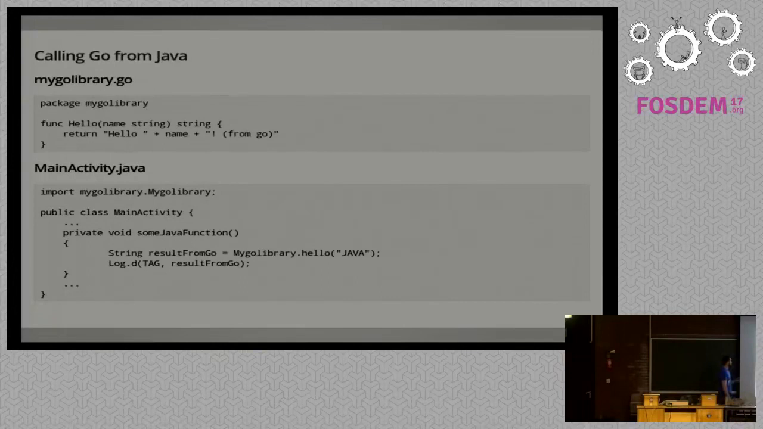An example using this is our Go code as before, and in Java, it could be the main activity or whatever in your code. You need to import the library and later use it. It's very simple and it's really good.